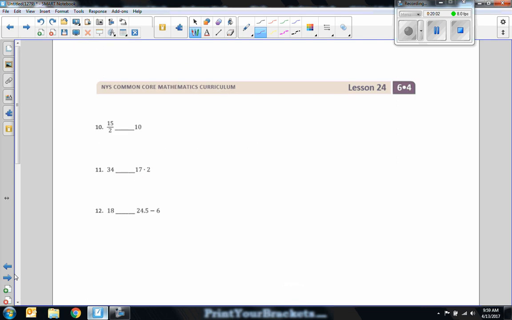Okay, number 10. 15 divided by 2 is 7.5. So I am going to put less than or less than or equal to. Okay. This one here, 17 times 2 is 34, so that's just an equal sign. Or is it? No, I'm thinking about this now. It could be equal. It could be greater than or equal to. It could be less than or equal to. Any one of those three. Since there's an equal sign in all of them, it is true.